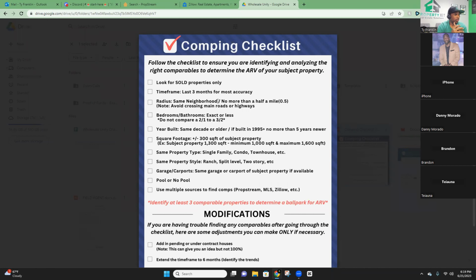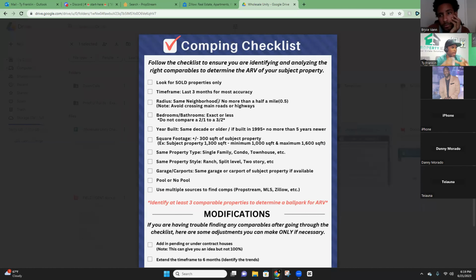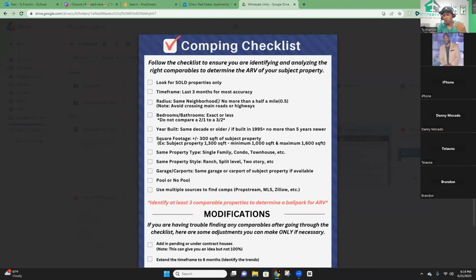Now we've got the radius, right? You want to be looking at properties that sold in the same neighborhood, ideally, or no more than a half a mile away from that subject property. They also say here, avoid crossing main roads or highways. That's market specific. I don't really see too much difference in that with the comps, depending on the areas, obviously. So you have to figure out your market when it comes to that part of it.